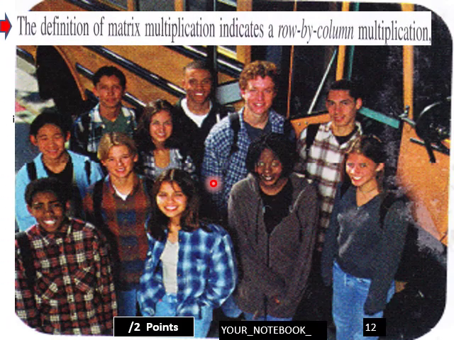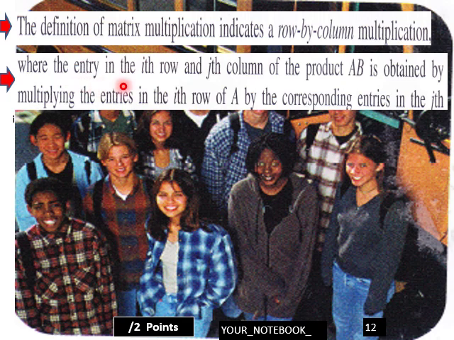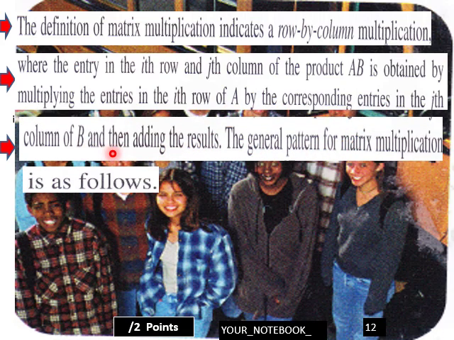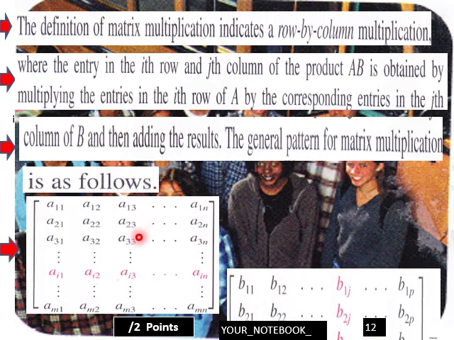Okay, so moving right along here, the definition of matrix multiplication indicates a row by column multiplication, where the entry in the ith row and the jth column of the product AB is obtained by multiplying the entries in the ith row of A by the corresponding entries in the jth column of B, and then adding the results. The general pattern for matrix multiplication is as follows.